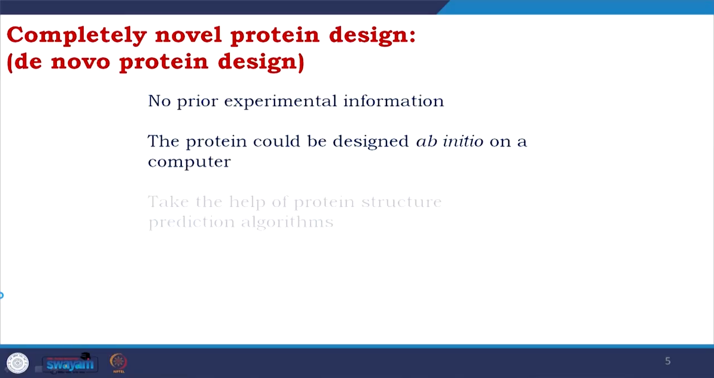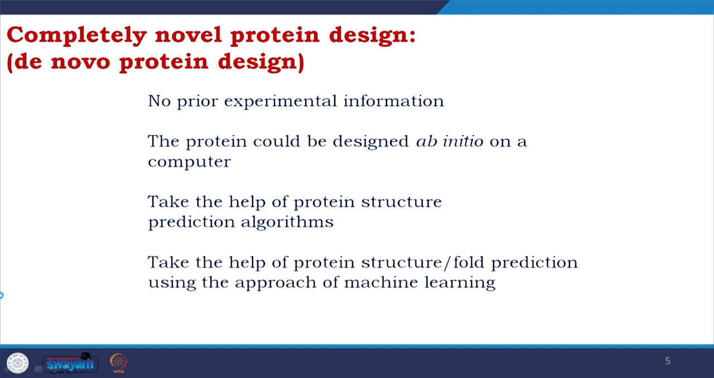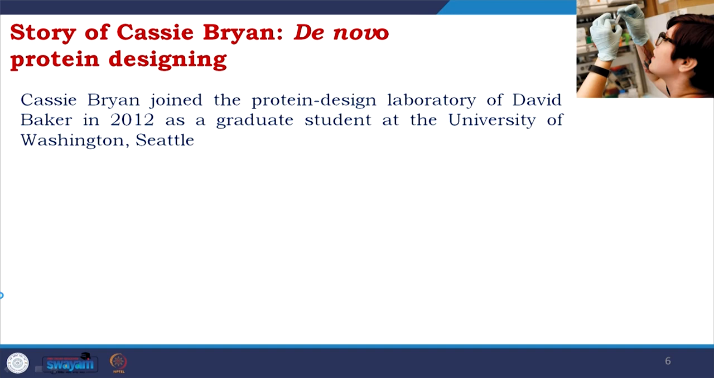So, the protein could be designed ab initio. We could take the help of a protein structure prediction algorithm. There are different algorithms. We will talk about them. Take the help of protein structure fold prediction using the approach of machine learning. I will explain de novo protein designing with a very interesting story of Baker Lab.